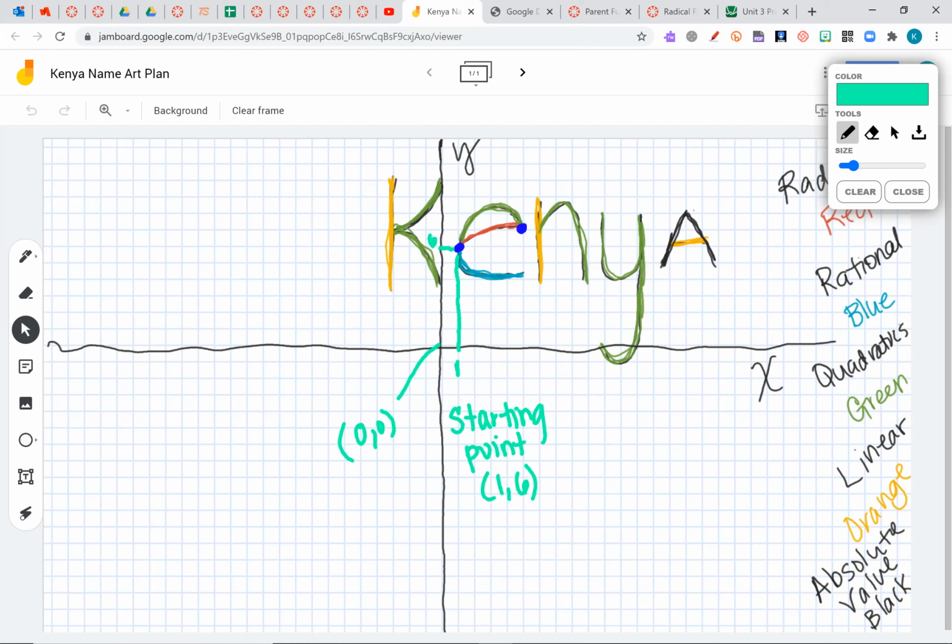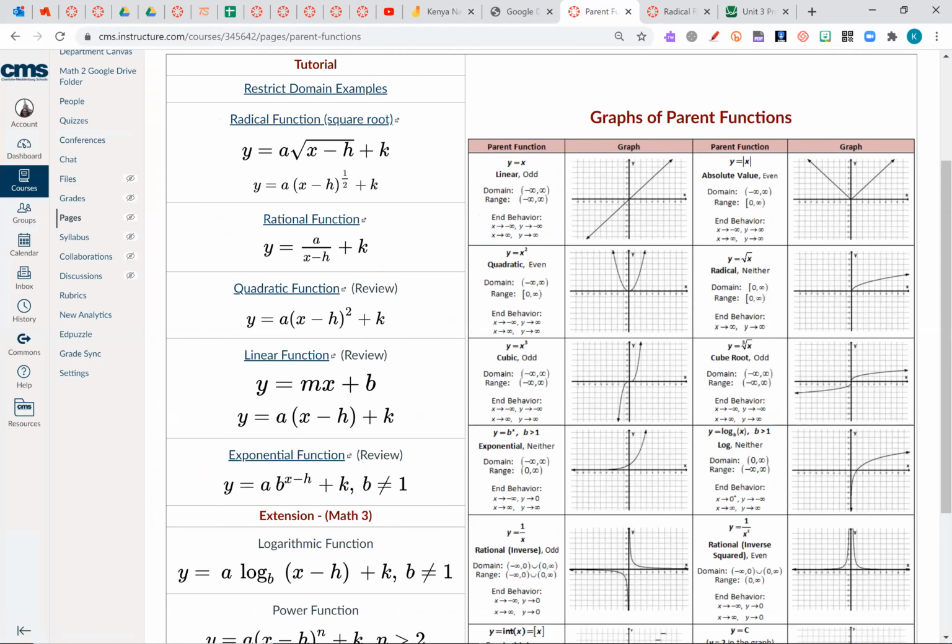And I decided to do that based on the look of the graph, like how a radical looks. So if you're not sure, always go back to your parent function document. When you go there, you'll see the radical function right here. Look at the behavior of it. That's why I'm going to use this as my starting point, because in the parent function, that is the starting point. So I'm not doing anything different from what would normally happen. And I'm going to use this endpoint over here as my endpoint, the one that it passes through. So that's how I got that idea.